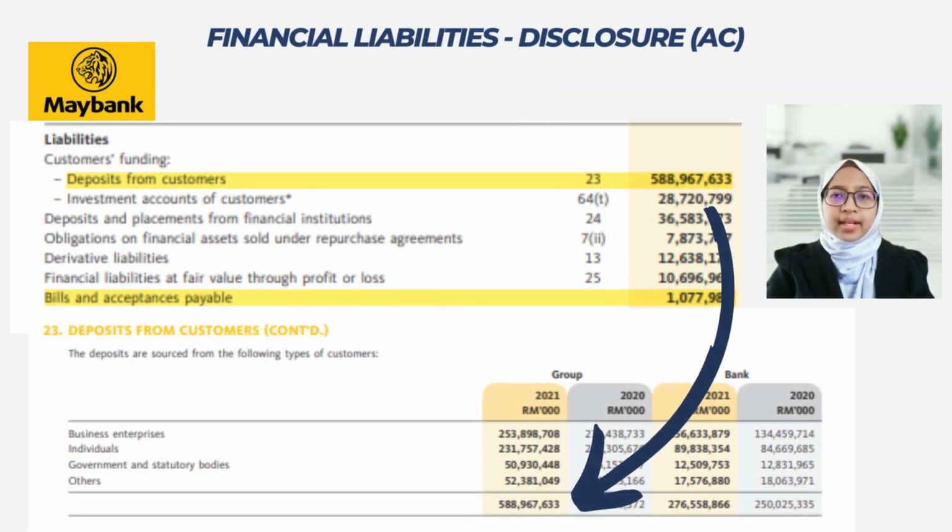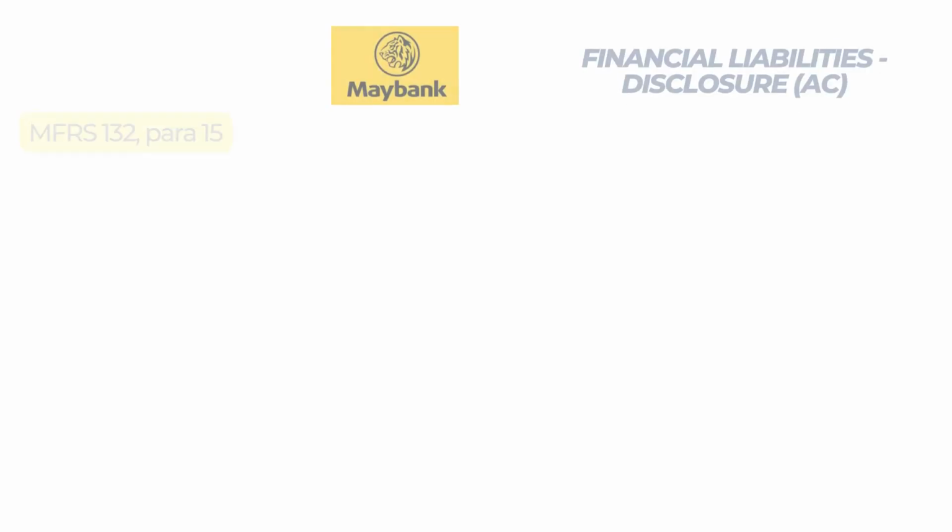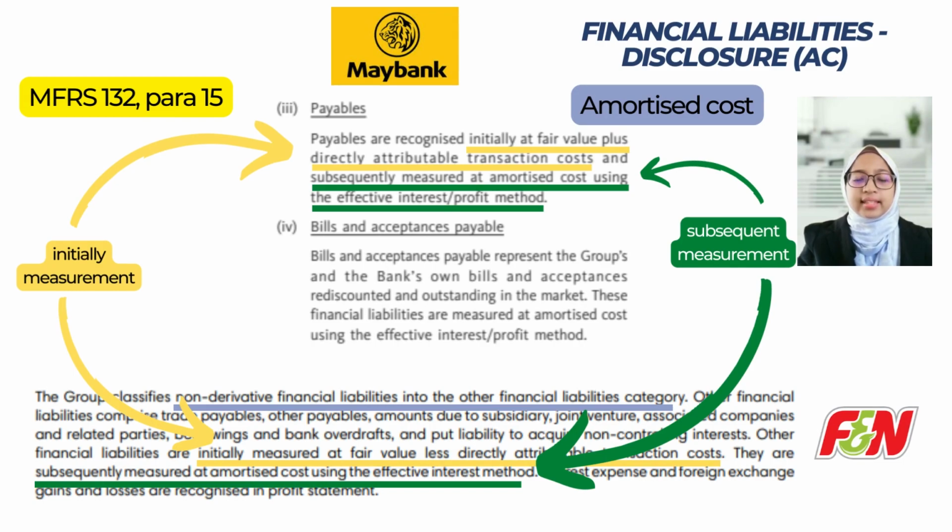By referring to the Maybank Berhad financial statements for 2021, we have highlighted the financial liabilities at amortized cost. The items considered are deposits from customers and bills and acceptances payable. That is shown in the statement of financial position. Then, if we move to note 23, we can see the details on deposits from customers. In the note on accounting policy, the entity also mentions the items that are categorized under amortized cost, for example, Maybank Berhad's items: deposits payable and bills and acceptances payable. It also mentions the measurements.